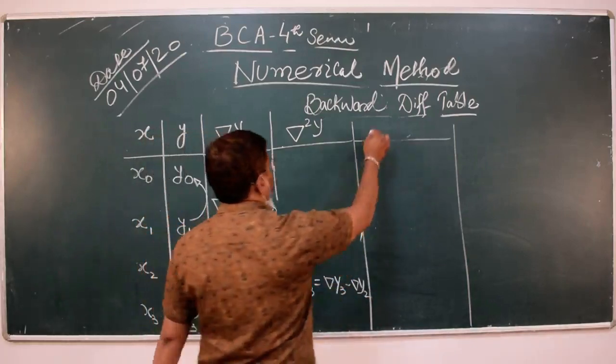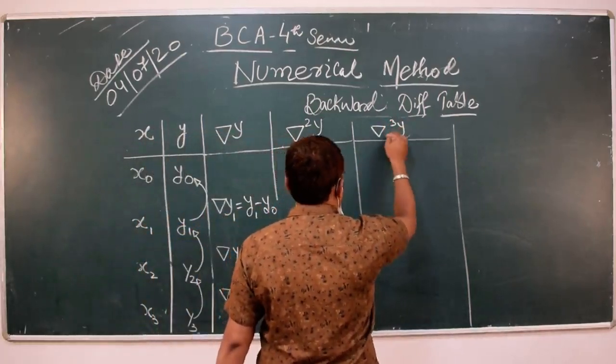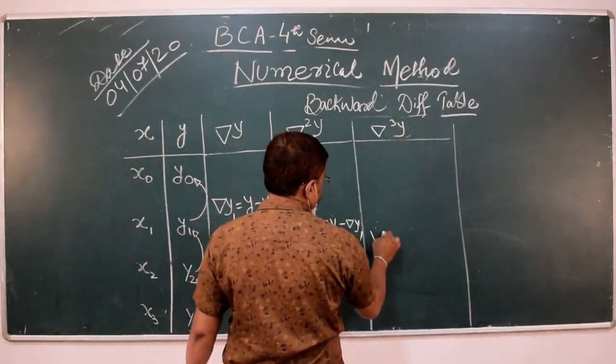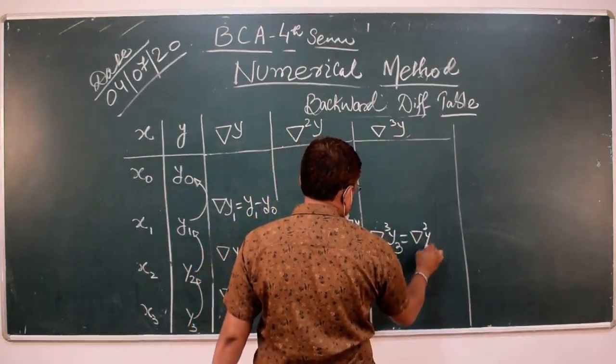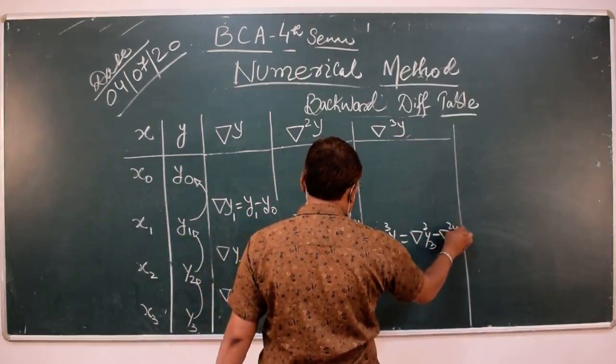Now come to the third difference, ∇³y. ∇³y3 is equal to ∇²y3 minus ∇²y2.